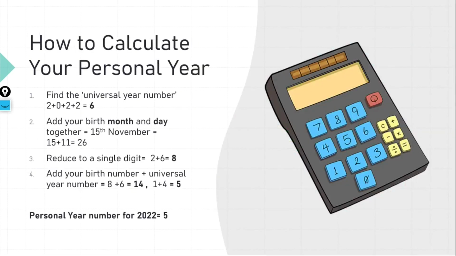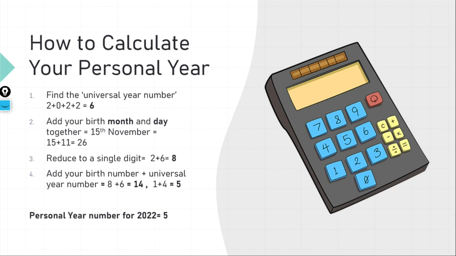So how do we calculate the personal year number? It's very, very simple. There's only 3 or 4 steps. First of all, you need to know the universal year number for the year that you're looking at. So let's just say we're looking at 2022. The universal year number, not the personal number, is 6. We find that by 2 plus 0 plus 2 plus 2, which gives us 6.